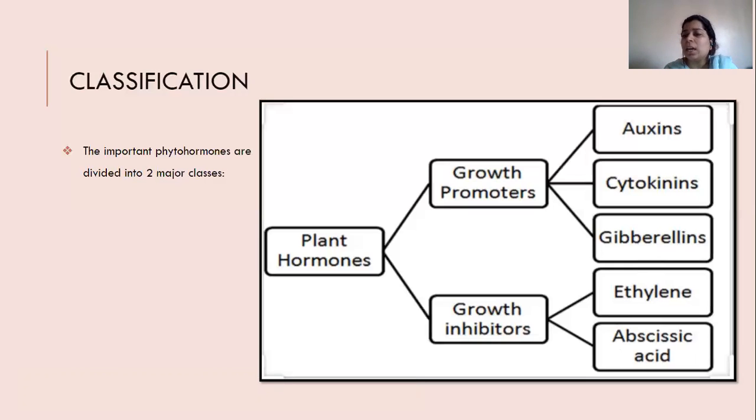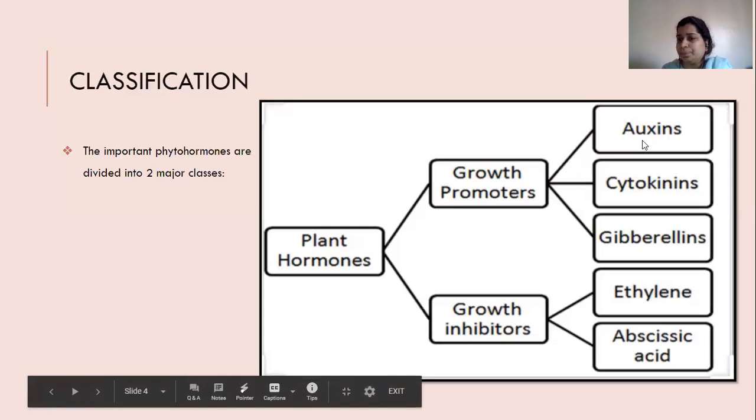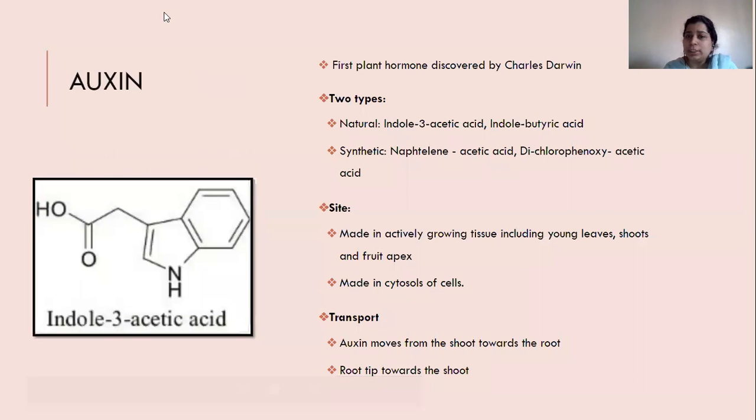Now, we will be studying a small introduction in this video about the hormone auxin, right? So, let's move ahead. Auxin. Auxin is the first plant hormone which was discovered by Charles Darwin.